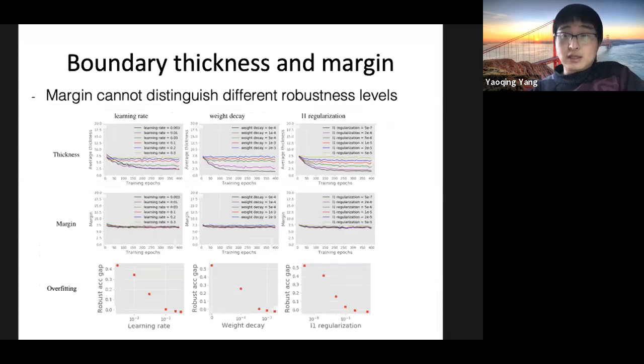So here are some more examples in which thickness can show you different levels of overfitting of the adversarially trained model, while margin cannot. So indeed, boundary thickness shows something more than margin.